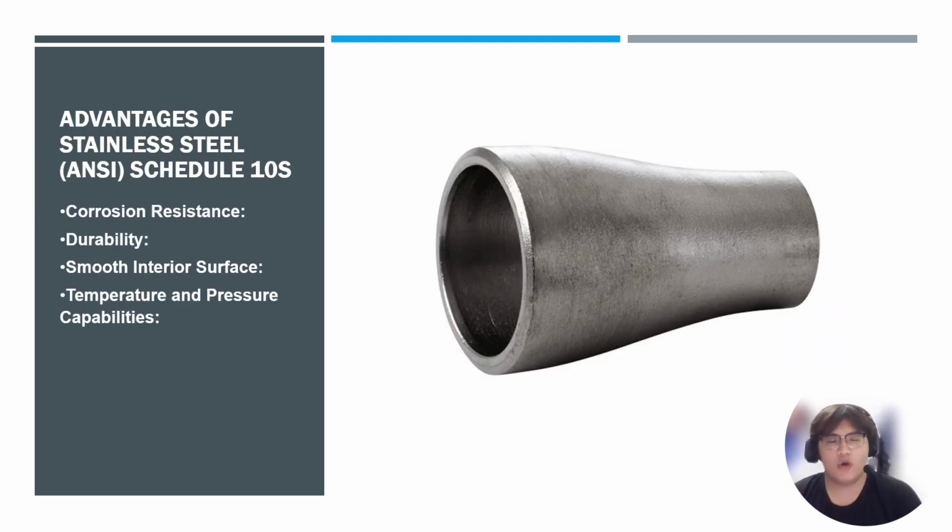After the theoretical calculation, we can determine what material of pipe we should use, which is stainless steel Schedule 10S. The reason we use stainless steel is it has good corrosion resistance, especially in wet and humid environments, making it ideal for a cooling system. Next, it has excellent durability, high strength and toughness, ensuring long-term reliability and resistance to mechanical stresses. Thirdly, it has a smooth interior surface, which reduces frictional loss and minimizes scaling. Last but not least, it has good temperature and pressure capability.